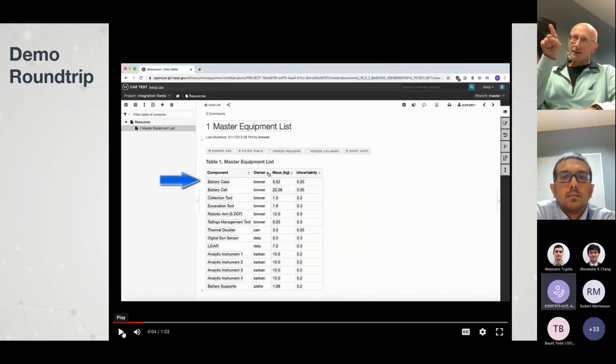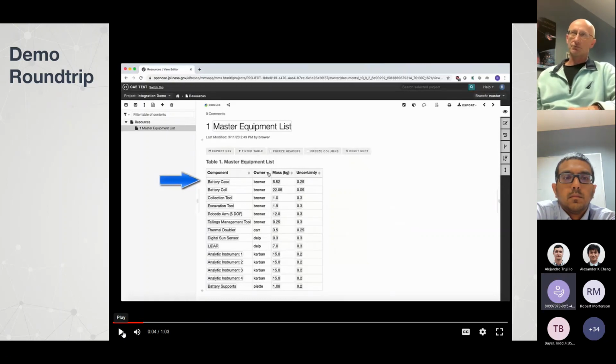And you see around all the elements some gray wireframes. So every time you see that, you know that is actually not just some text, but it's a cross-reference to some data from a system model, for example. In this case, the component, or the owner, or the mass, or the uncertainty.